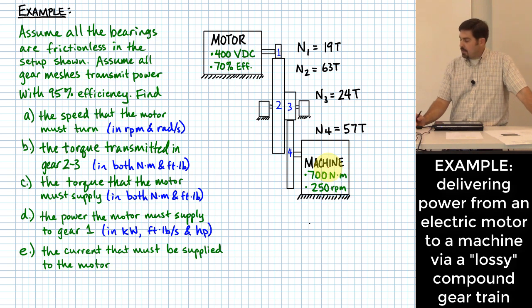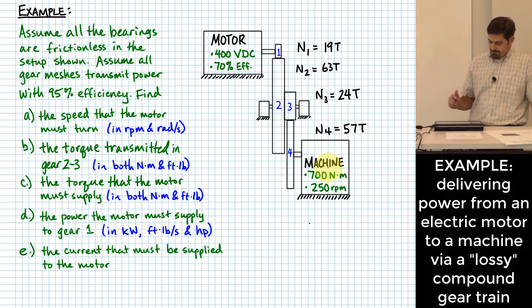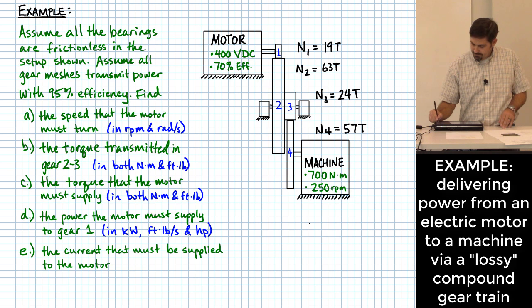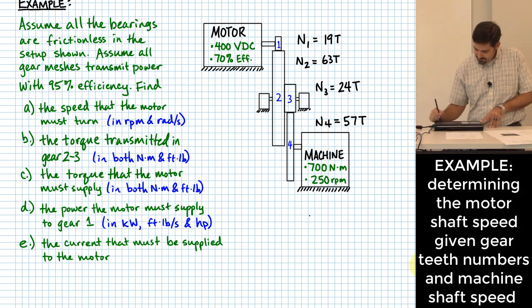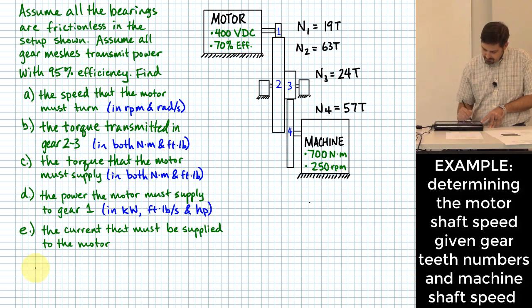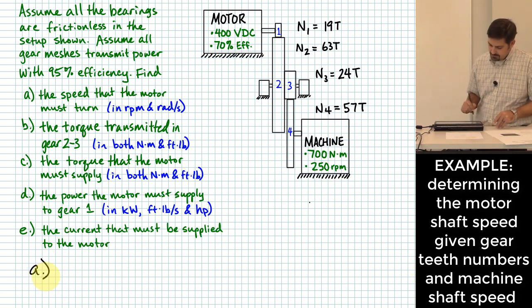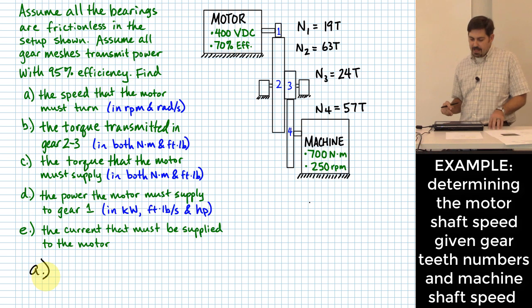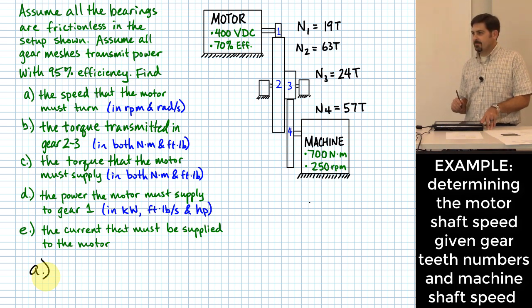Okay? Where shall we start? Part A. Okay. How do I determine how fast the motor has to spin? There's kind of two ways I can do it. I can either do it piece by piece, or I can do it all at once. Okay? Here's what I mean by that.